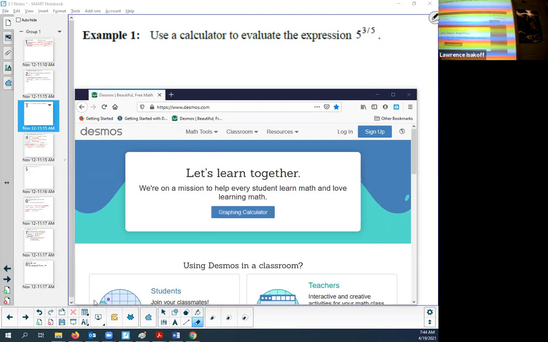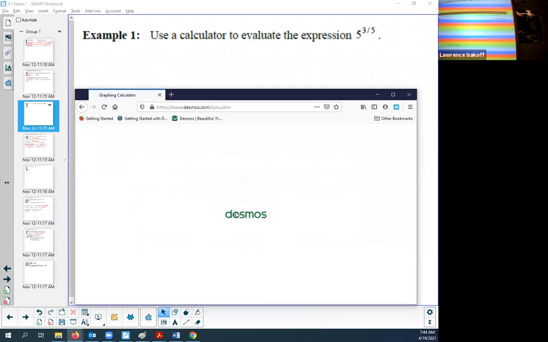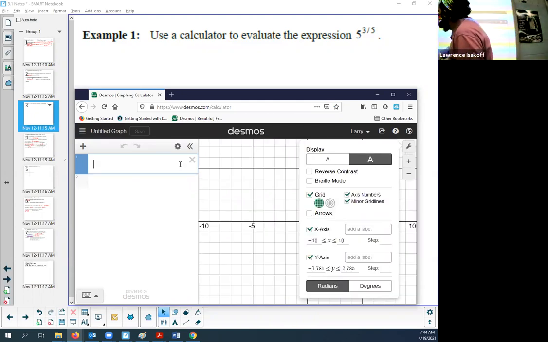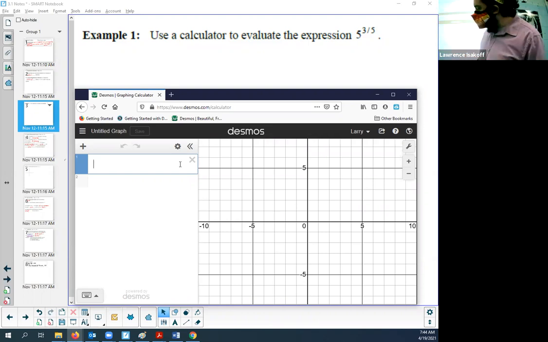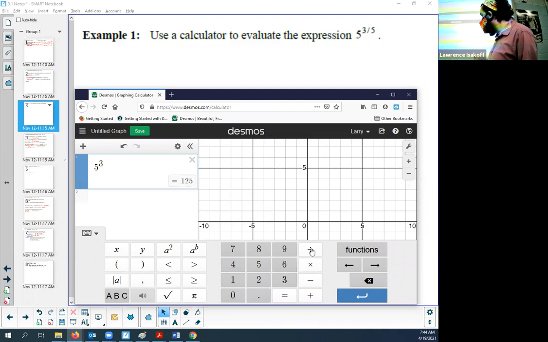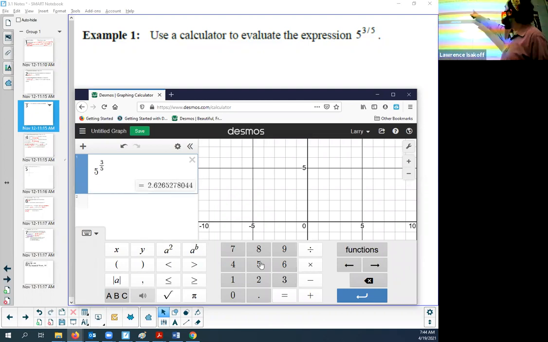Let me go to projector mode. I'm going to type 5, then go to the power, and inside the power I'm just going to do 3 divided by 5. Notice how that looks like how it was already written out. They wrote it slightly differently, but it's the same general idea. All we have to do is type that into the calculator.